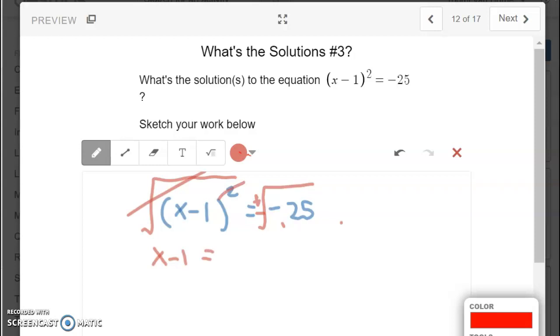Can you have a square root of a negative number? Remember, we've already talked about this, you cannot have two numbers that multiply to negative 25. Because 5 times 5 is positive 25, and negative 5 times negative 5 is also positive 25. There is no way you can get a number that multiplies by itself to give you a negative number as your final product. That means there is no solution.